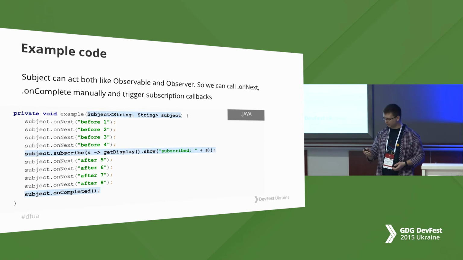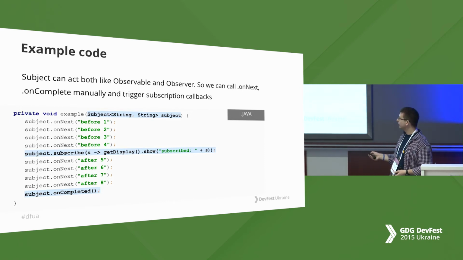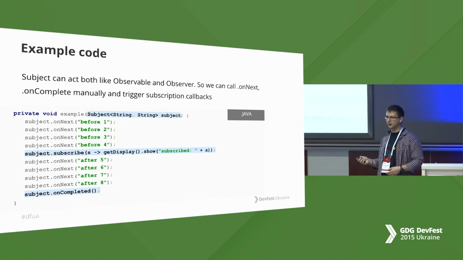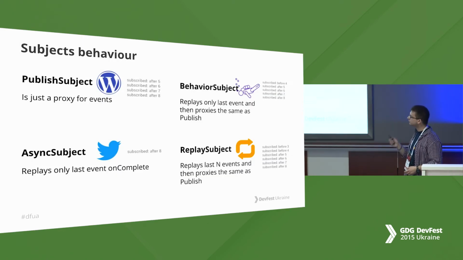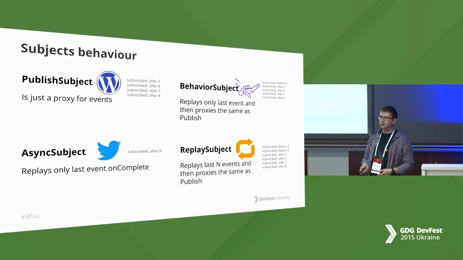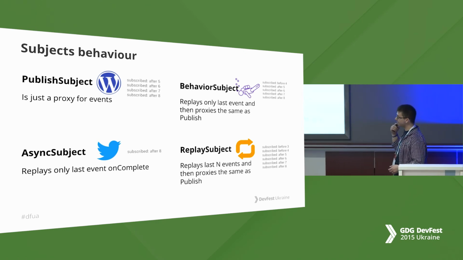It's just an example of code that will show you some logic. Just look here. We have some events that happen before our subscription. Then we subscribe to our subject. And then we have some events that happen with our subject after subscription. So pretty simple. And then a subject can also be called with onCompleted. Publish just publishes everything that comes to it.